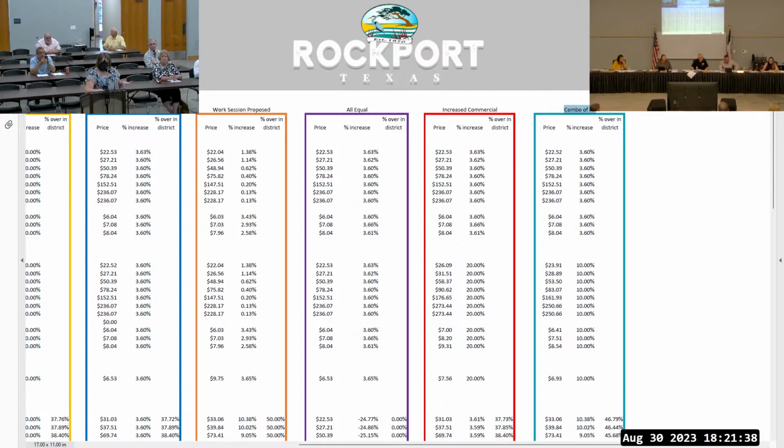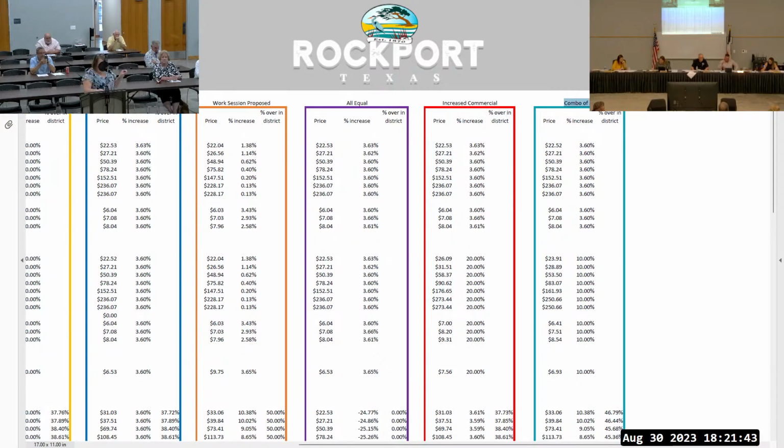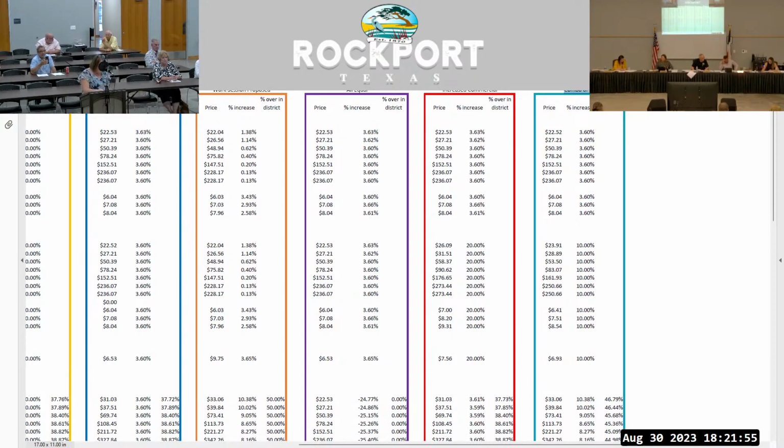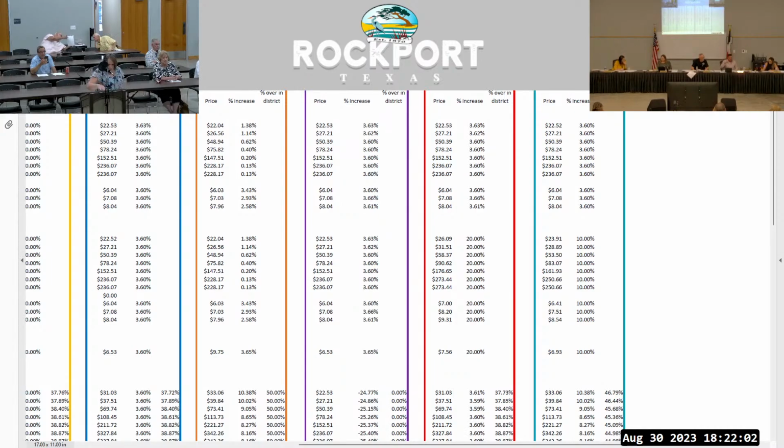So the combo of all does not change the increase on the percentage outside of city pays. It keeps the percentage increase the same across the board. Okay, sorry, I see that now. So I'm going to look between my recommendation, or spitball in here, combo of all and the increased commercial, so kind of a mixture of even those two. Bringing the residential in and residential out closer, and then putting a 20% on commercial in and out.